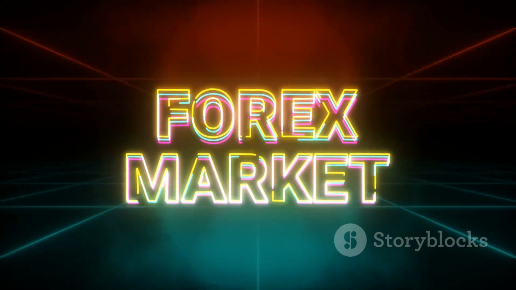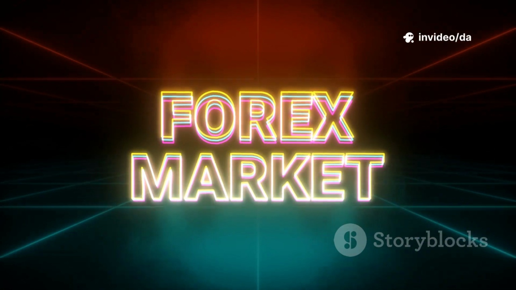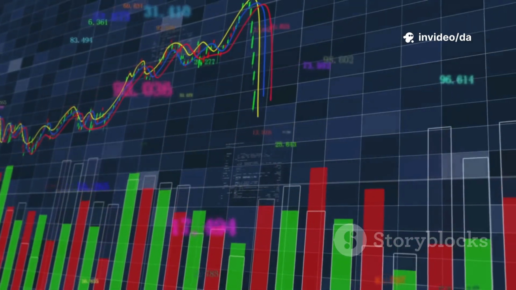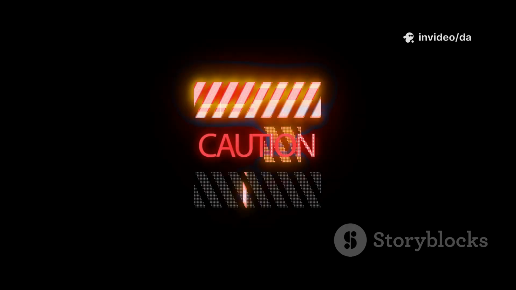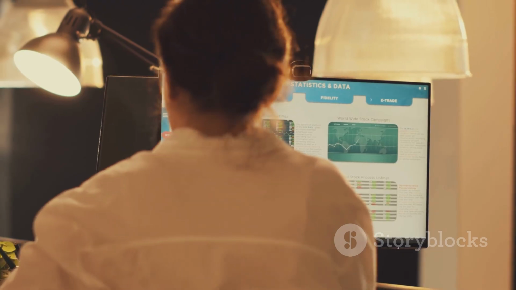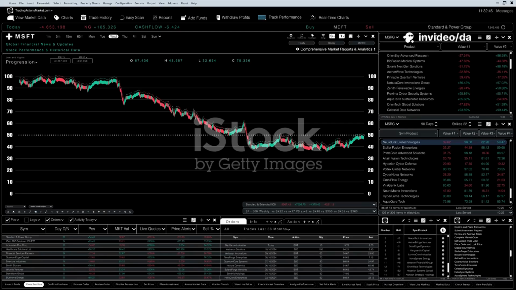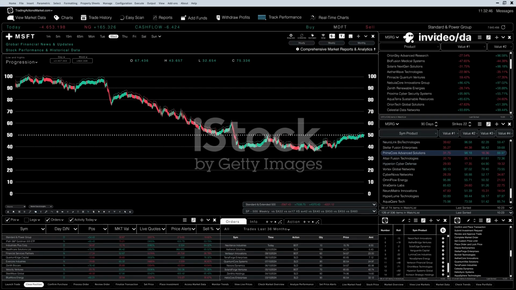False triggers. In volatile markets, short-term price fluctuations can trigger a trailing stop order, even if the price later recovers. Requires careful setting. Choosing the right trailing amount is crucial. Setting it too close to the current price might lead to premature exits, while setting it too far away might not provide enough protection.